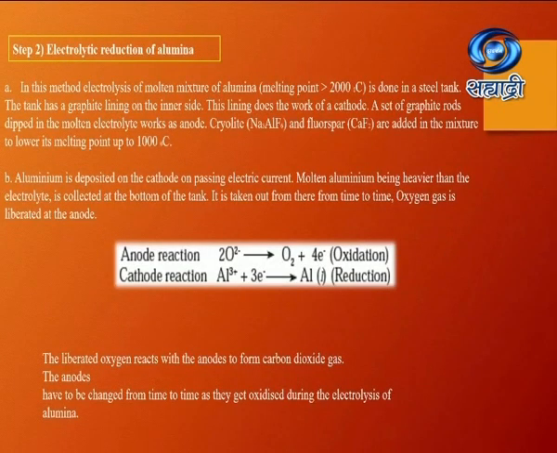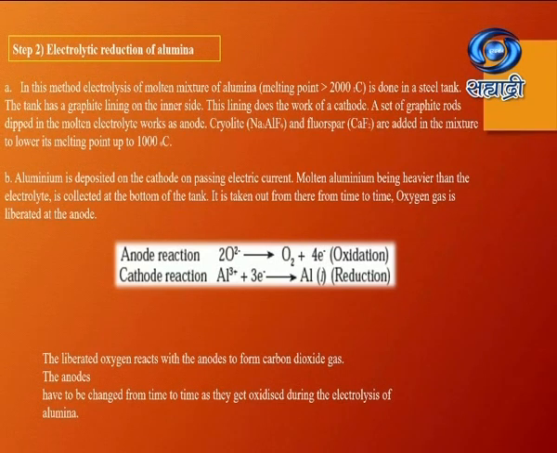Step 2. Electrolytic reduction of alumina. In this method, the electrolysis of a molten mixture of alumina is done in a steel tank. The tank has a graphite lining on the inner side. This lining does the work of the cathode. A set of graphite rods dipped in the molten electrolyte works as the anode.